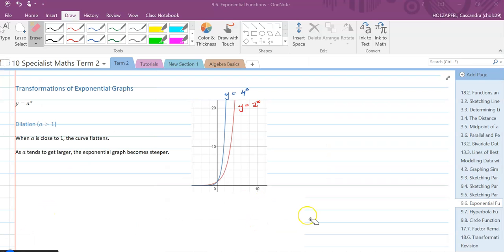So I've got two graphs here. I've got y is equal to 2 to the x, which was my original red line, and y is equal to 4 to the power of x. So that's increasing the value of a. When a is close to 1, the graph is quite flat here. And as it increases, it's getting closer and closer to that y-axis, so it's becoming steeper.